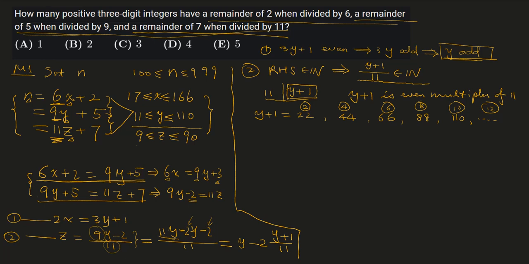When y plus 1 equals 22, y equals 21. That implies z equals what? Z would equal, here, equation 2. Z would equal 21 minus 2 times, since this is 2 times, right? 2 times of 11, so 2 times 2. So that equals 21 minus 4 equals 17. Therefore, z equals 17, which is good.